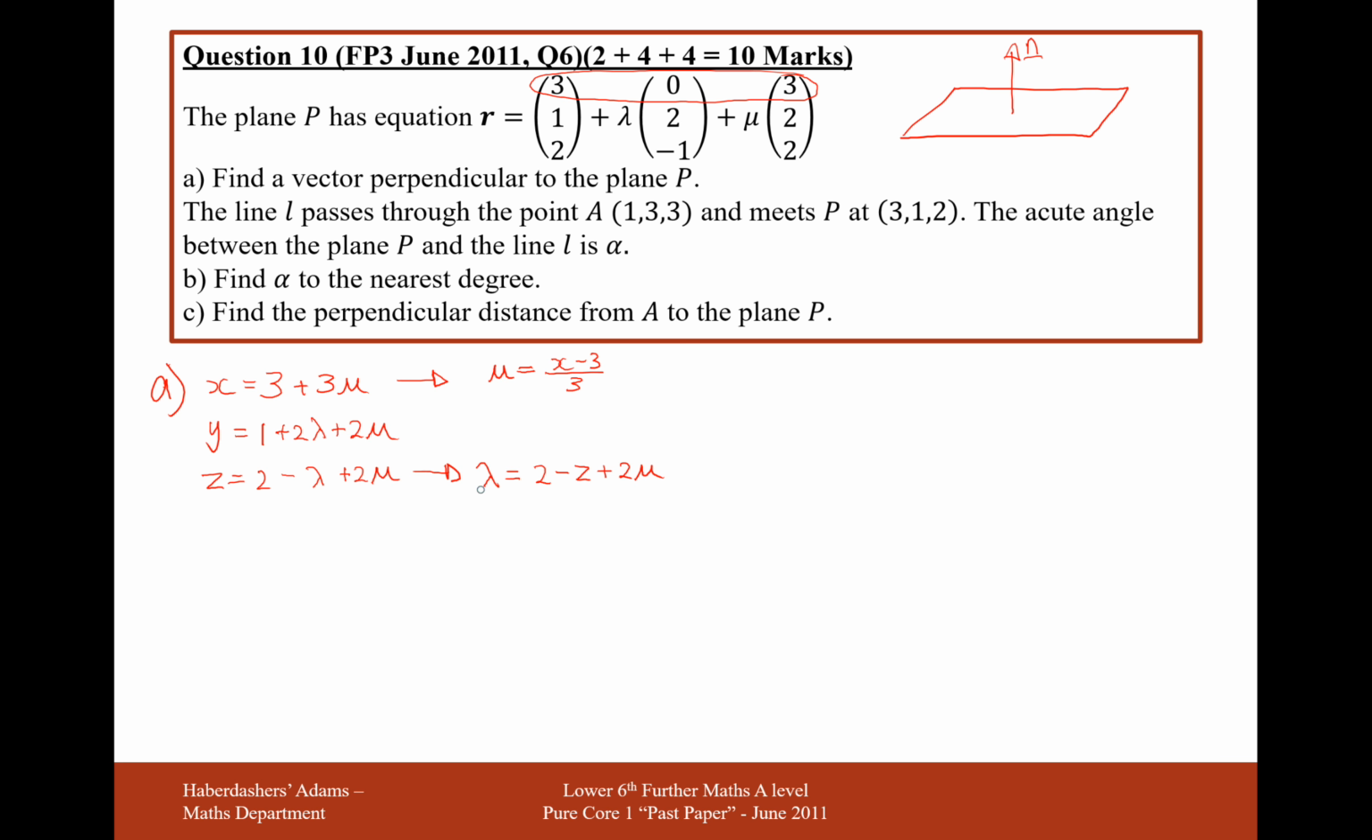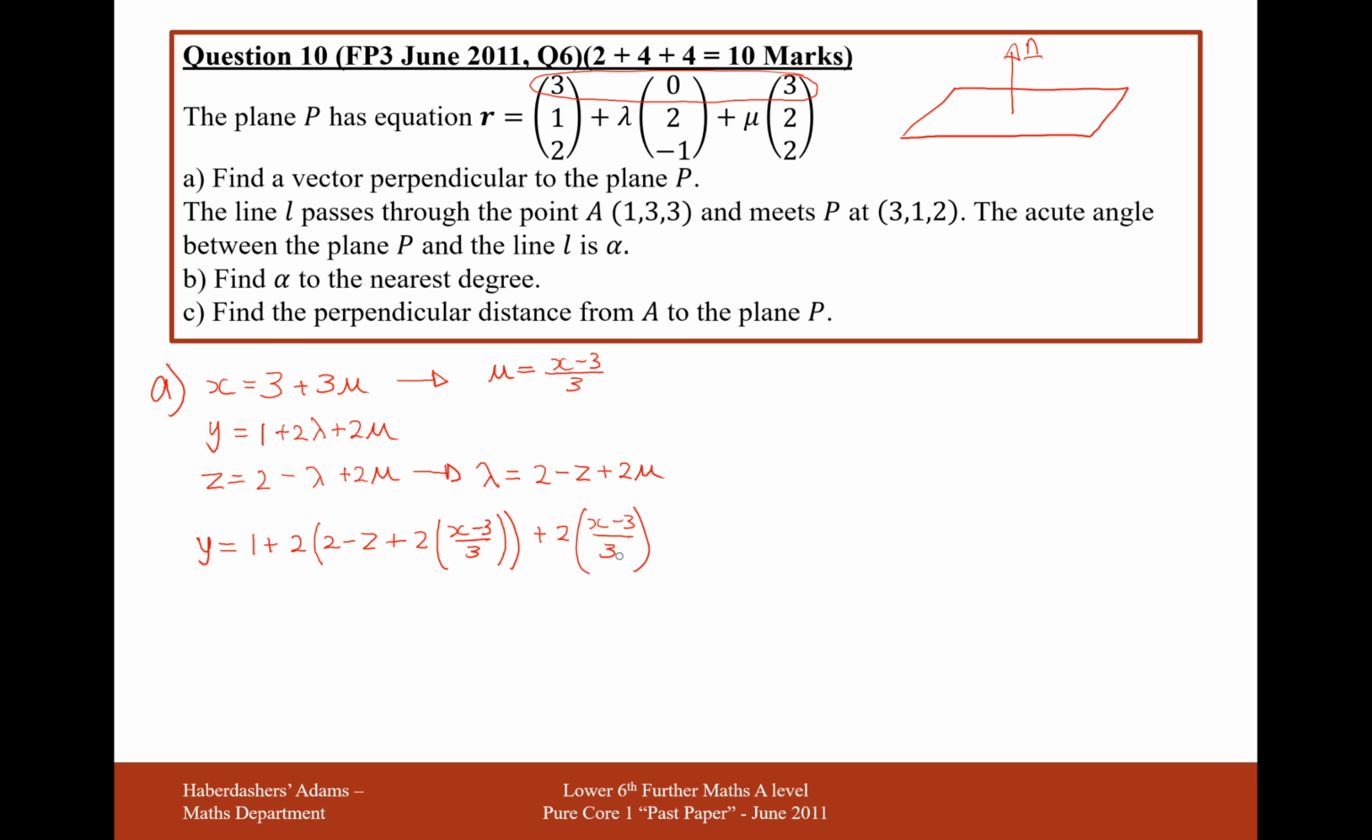And what I'll now do is I'll substitute in lambda into the y equation, but wherever mu appears, I'll substitute mu with this x minus 3 over 3. So let's get going. Y equals 1 plus 2 lots of 2 minus z plus 2 mu, but mu is x minus 3 over 3, so it's going to be plus 2 lots of x minus 3 over 3. So that's the first part, 2 lambda here, and then we need to do plus 2 lots of mu again, so that's x minus 3 over 3.